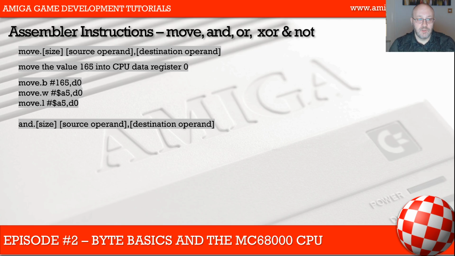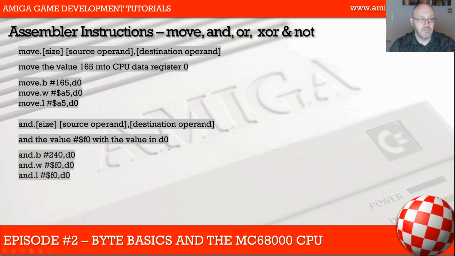And AND, which we've just covered, works in a similar way with a source operand and a destination operand. Remember, AND takes two values, and if we want to AND the value F4 with the value in D0, taking F4 as 240 in decimal, we've got AND.B #240, D0. F4 is 8 bits, then 16 bits, 32 bits, real straightforward.